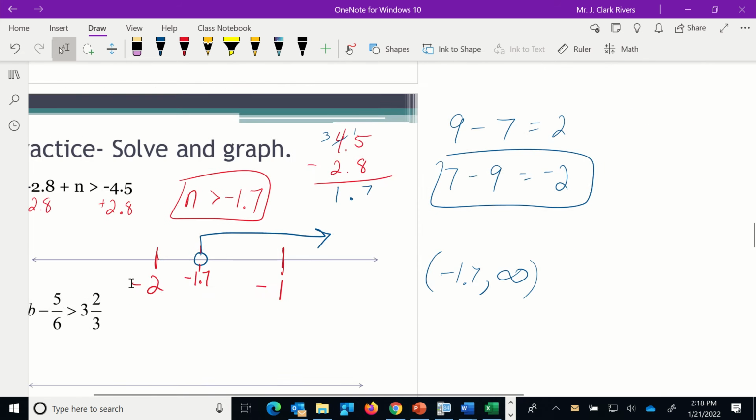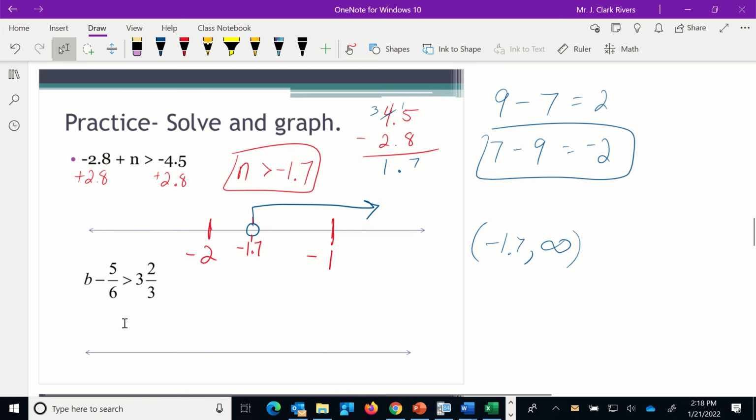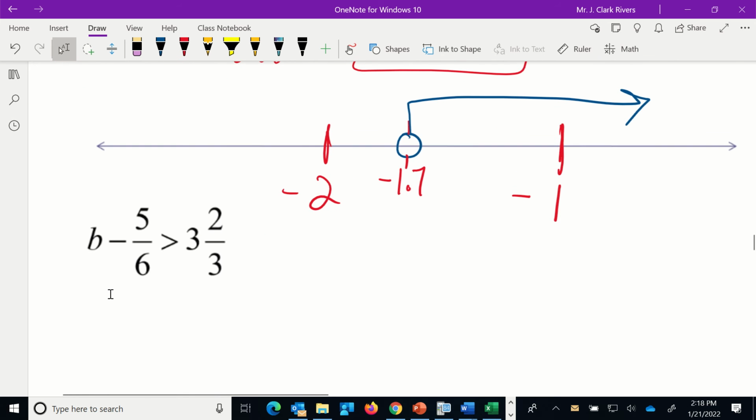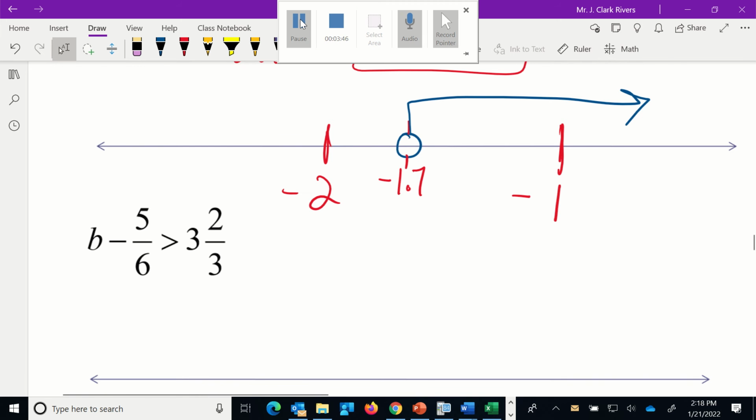Questions on that? Okay. So with all that in mind, if you're at home, pause the video now. If you're in class, try this one on your own. B minus 5/6 is greater than 3 2/3. Pause the video now and try that one out.